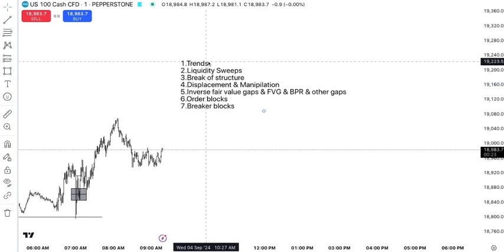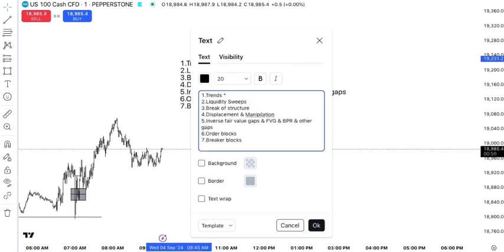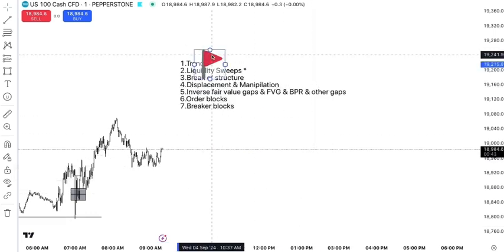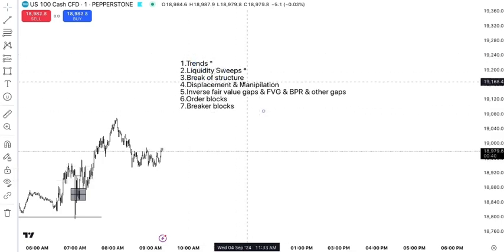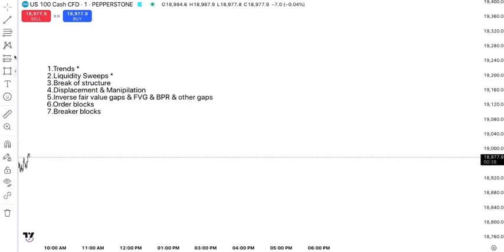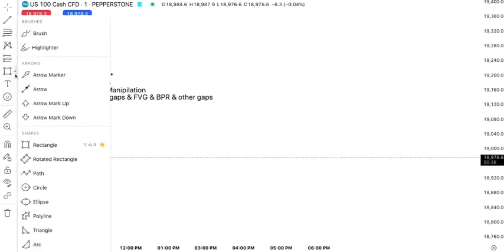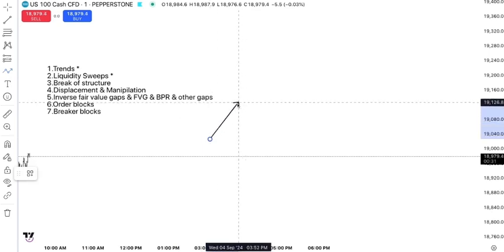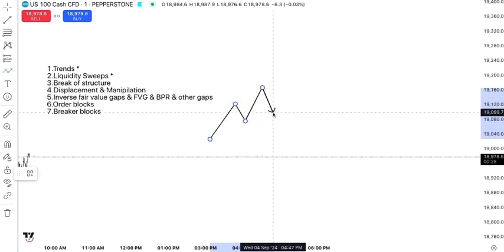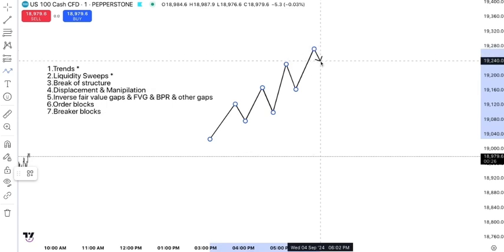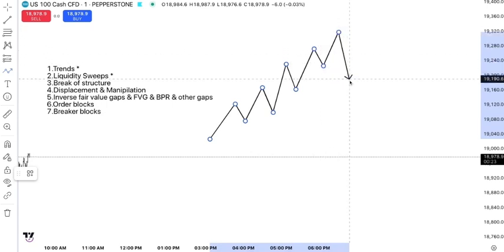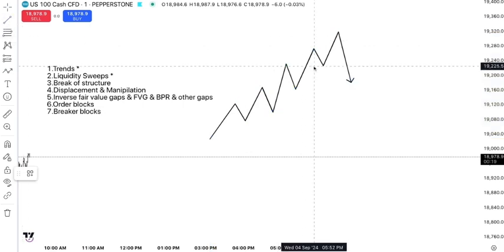Now let's go back. So next we have, let's get rid of that. So next we have break of structure. So basically, break of structure is when it's a switch in market direction. So here we have higher highs and higher lows, and as soon as we get a switch in market direction, let me draw this out for you guys right here.